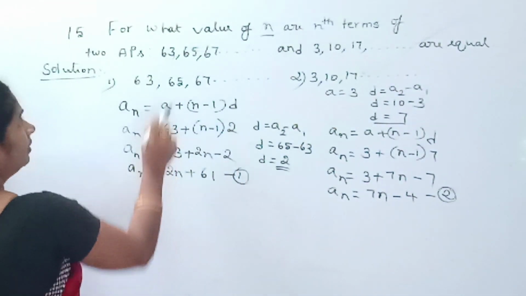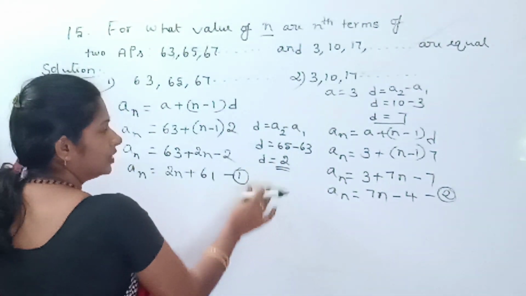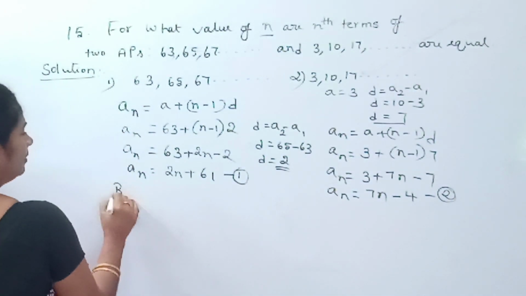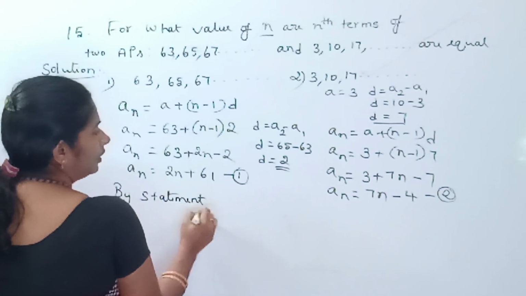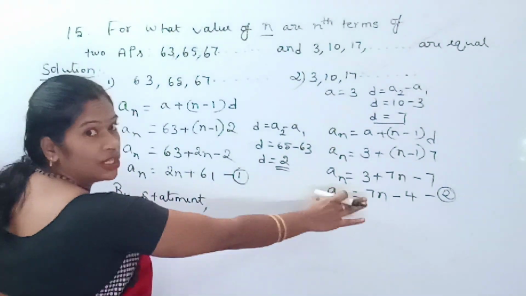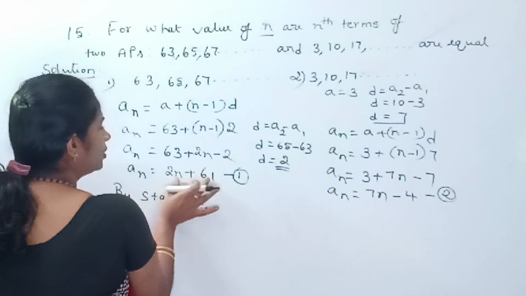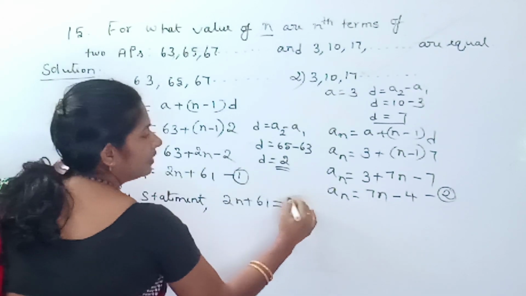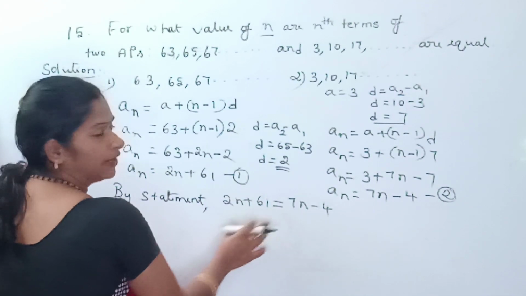Now what is given? For what value of n are nth terms equal? So here nth terms are equal by statement. So by statement, what is given, children? Equation 1 equal to equation 2. Nth terms are equal, they are given. So let me write 2n plus 61 equal to 7n minus 4. Let us simplify to find the n value.